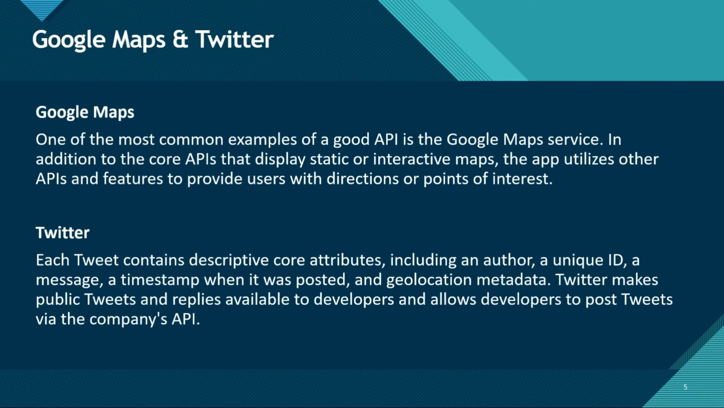Now, two more good examples of API are Google Maps and Twitter. Now, in Google Maps, in addition to the core API to display the maps, the app also utilizes other APIs which provide you with directions. For Twitter, each tweet contains descriptive core attributes, including an author or unique ID. Now, Twitter makes public tweets and replies available to developers and allows the developers to post tweets via the company's API. So, Google Maps and Twitter are very good examples of API.